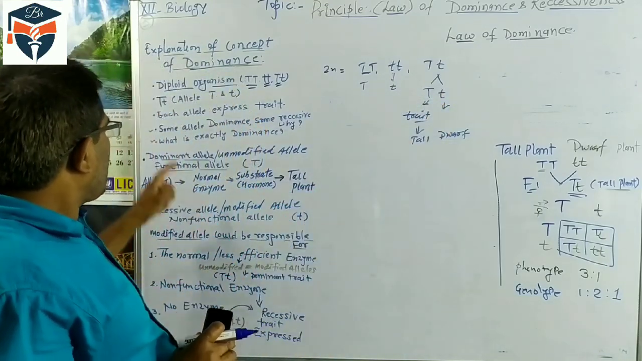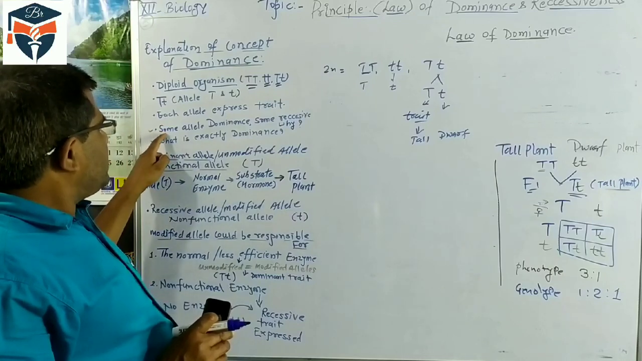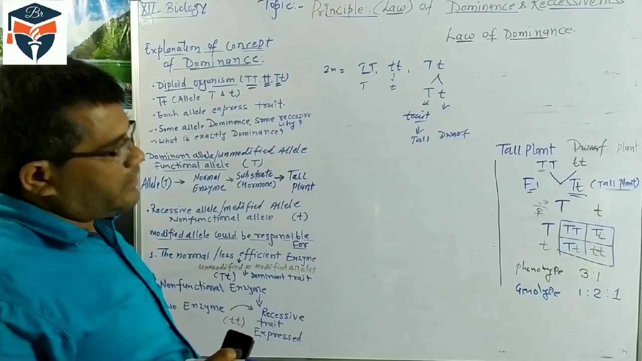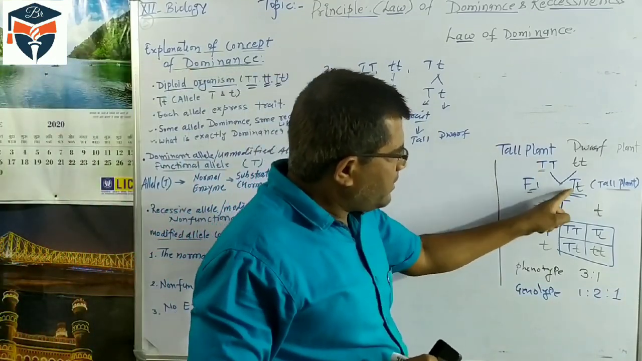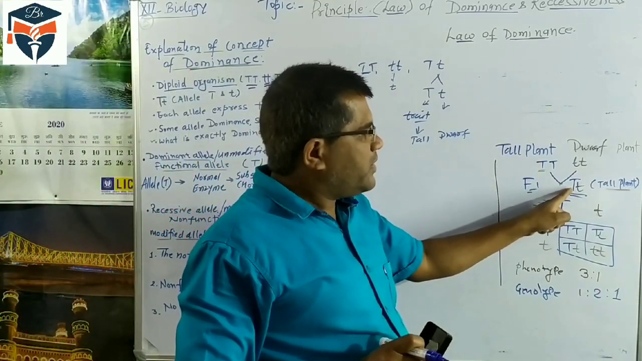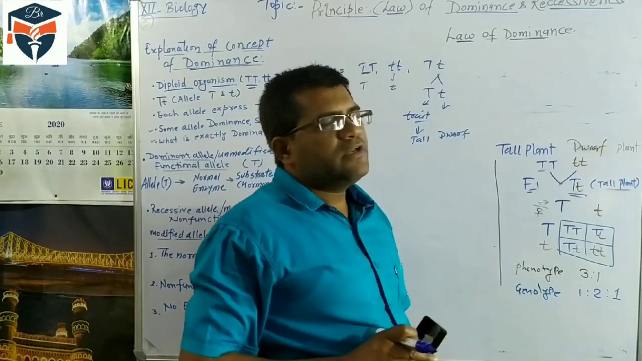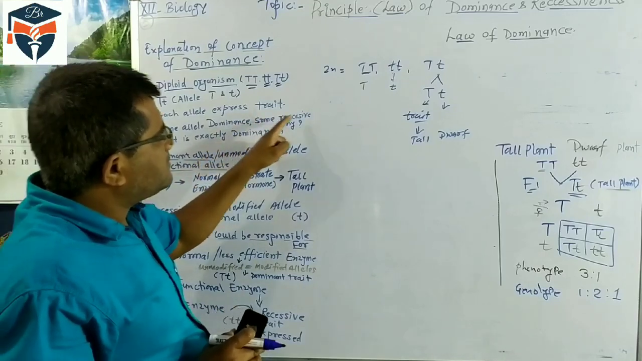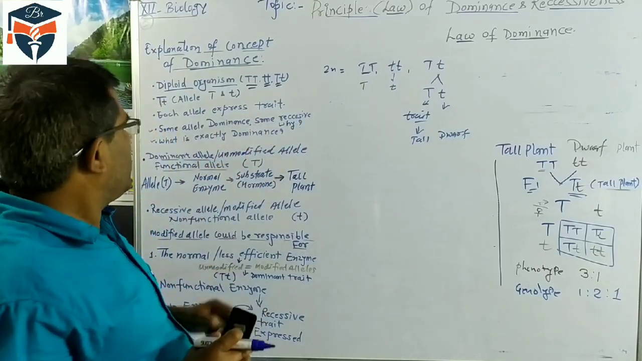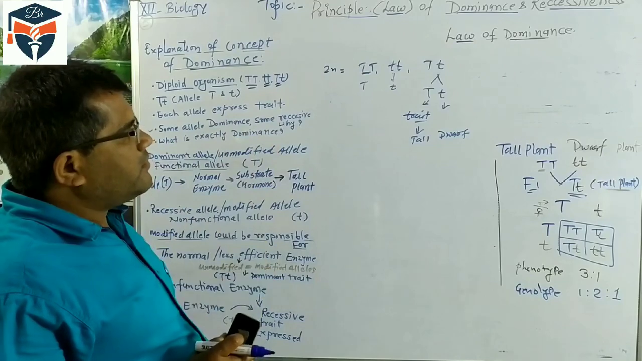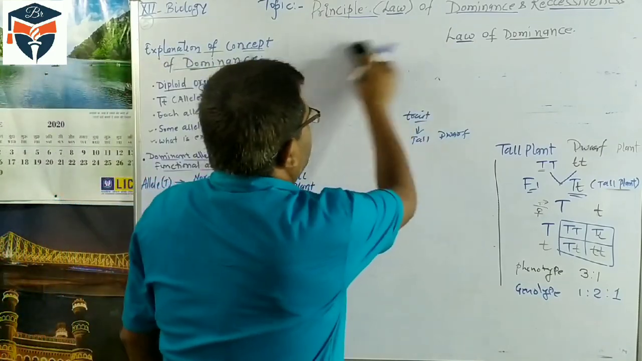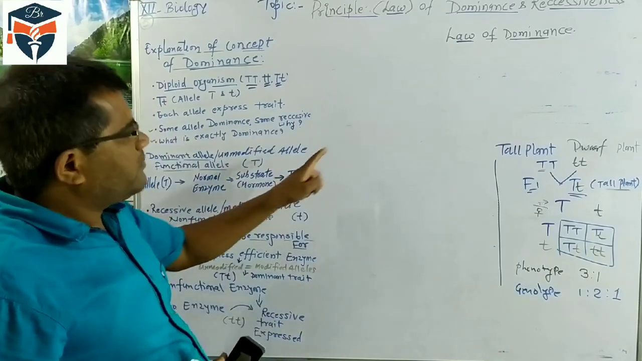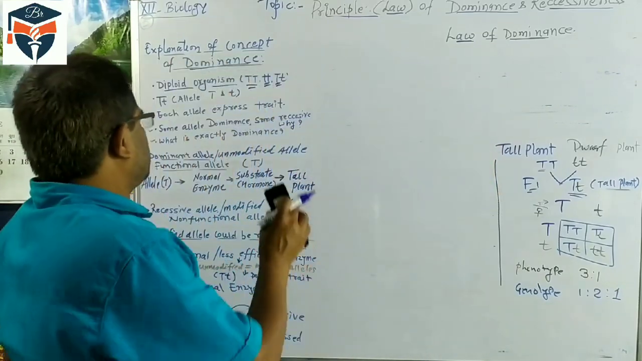Now, why do we say that some alleles are dominant and some alleles are recessive? Here, we say T is the dominant allele and small t is recessive. So why do we call them this? We have to understand what exactly dominance is, and why some alleles are dominant and others recessive.